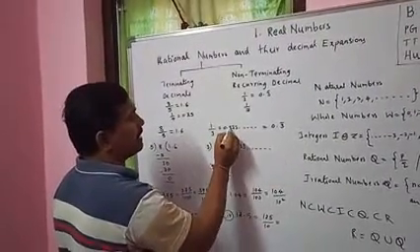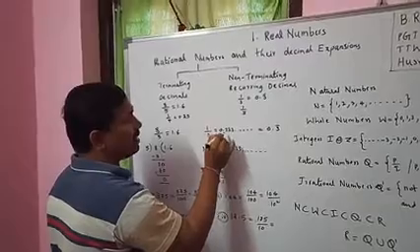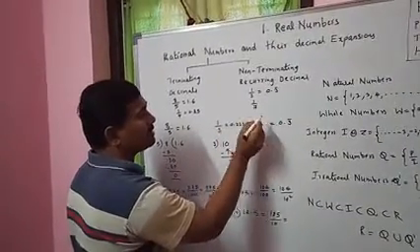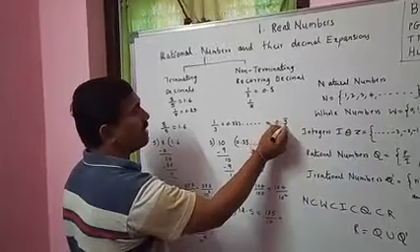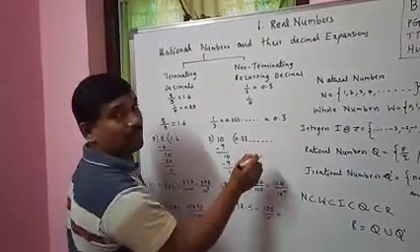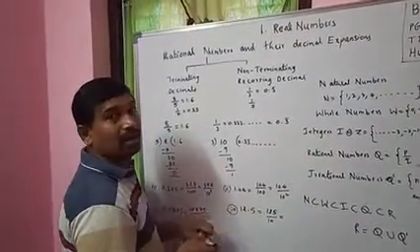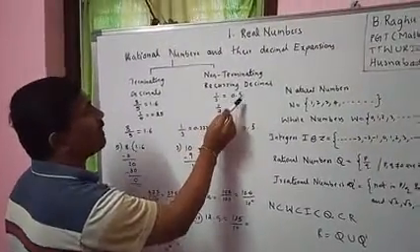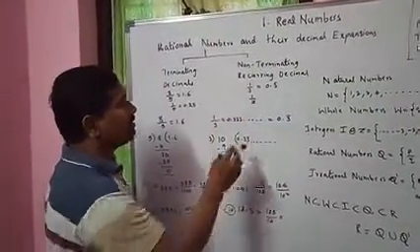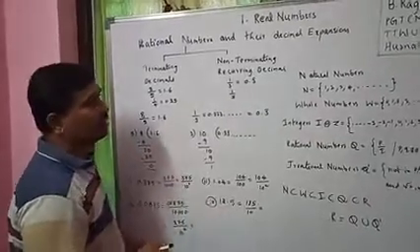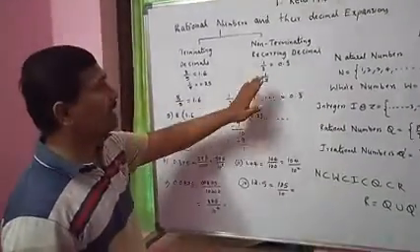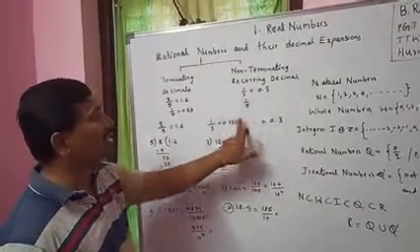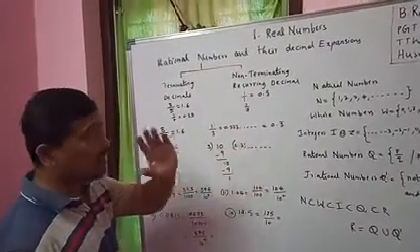So 3 is repeating. Whatever part is repeating, we underline it above. This is 0.3 bar, which means 3 is the repeated decimal part. So 1 by 3 is equal to 0.3 bar. Such numbers are non-terminating, with no end after the decimal point, and recurring, meaning repeating. Okay, are you getting it?